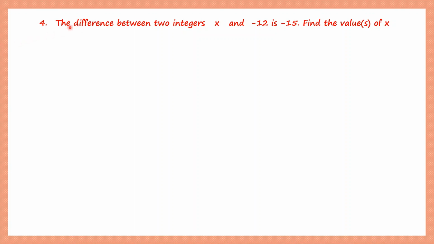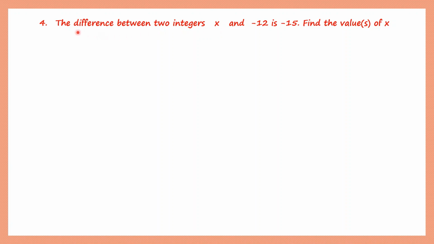Question 4. The difference between two integers x and minus 12 is minus 15. Find the value or values of x. Now the difference means when you subtract. So when you subtract x and minus 12, your answer is minus 15 is given to us. Now we have been asked to find the values of x.